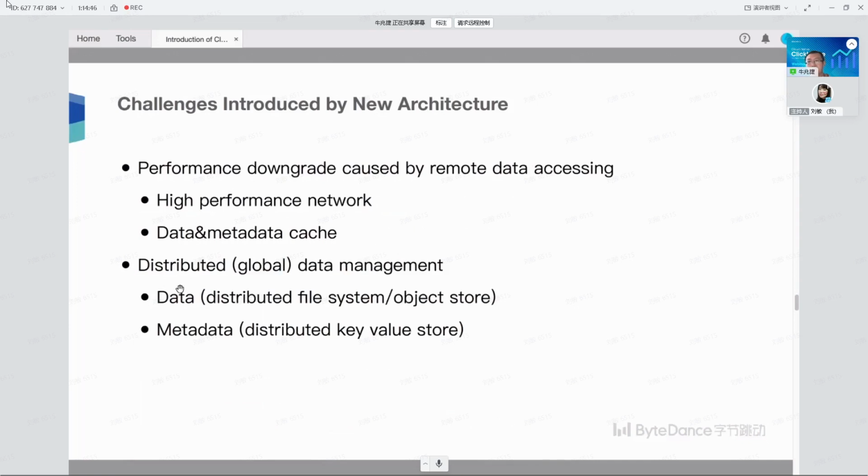And also the second challenge is because we changed our architecture. Instead of having the storage on a local machine, now we have a global shared data storage pool. Which means we have some extra overhead in managing the data in this global pool. And I will also introduce it in the following slides.